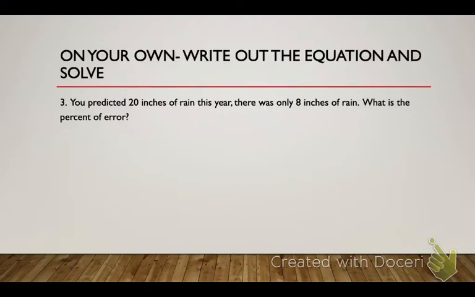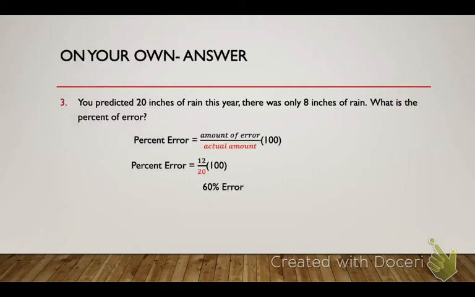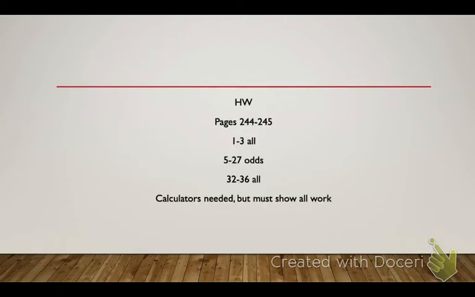Okay, on your own, write out the equation and solve. You predicted 20 inches of rain this year, but there were only 8. What is the percent of error? Pause the video, do the calculation in your notebook, and then put the answer in the text box on the right. All right, here's my answer. Check that with your answer. If you need to pause the video to correct that, great. If not, go ahead and move on. We're all done. Woohoo! You will need your calculator tomorrow during class so that we can do all of these problems.